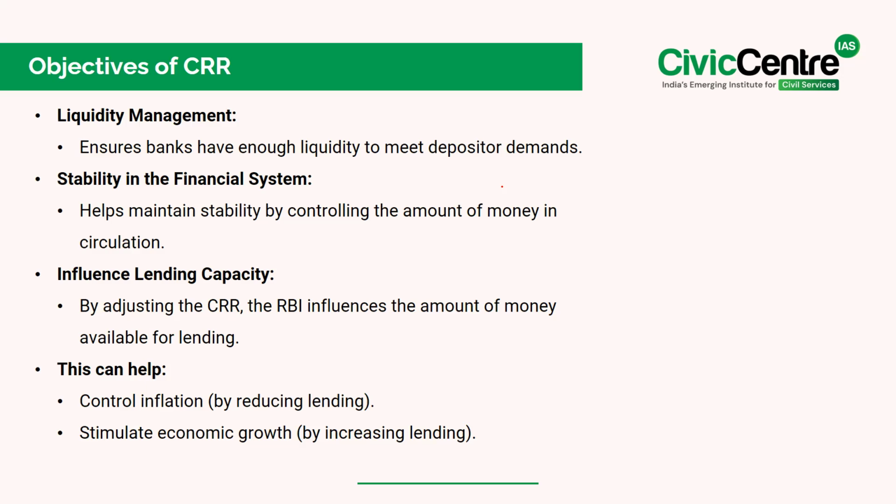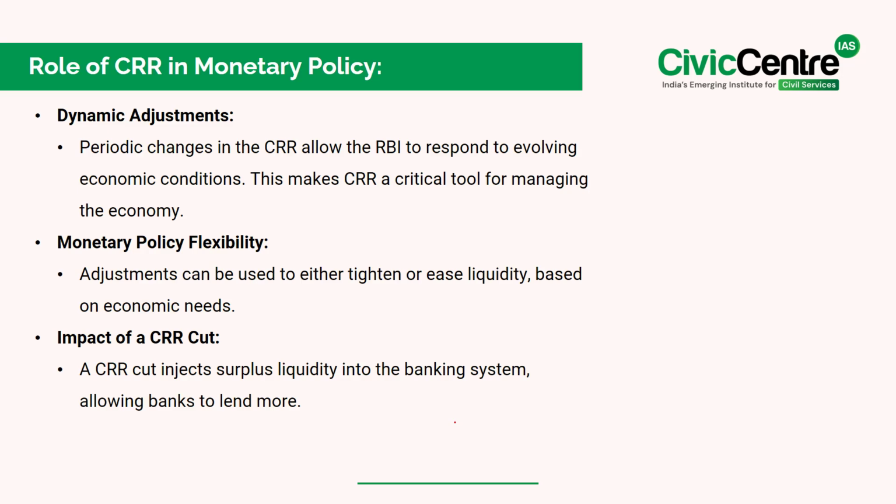Now, what are the objectives of the CRR? Firstly, it ensures that the banks have enough liquidity to meet the depositor demands. Secondly, it helps to maintain stability by controlling the amount of money in circulation. Thirdly, by adjusting the CRR, the RBI influences the amount of money available for lending. So, this can help to control inflation by reducing lending and stimulate economic growth by increasing lending.